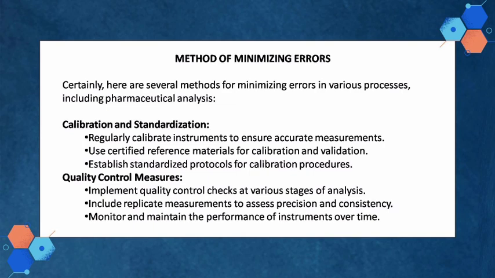First, calibration and standardization. Regularly calibrate instruments to ensure accurate measurements. Use certified reference materials for calibration and validation. Establish standardized protocols for calibration procedures. Second, quality control measures. Implement quality control checks at various stages of analysis. Include replicate measurements to assess precision and consistency. Monitor and maintain the performance of instruments over time.